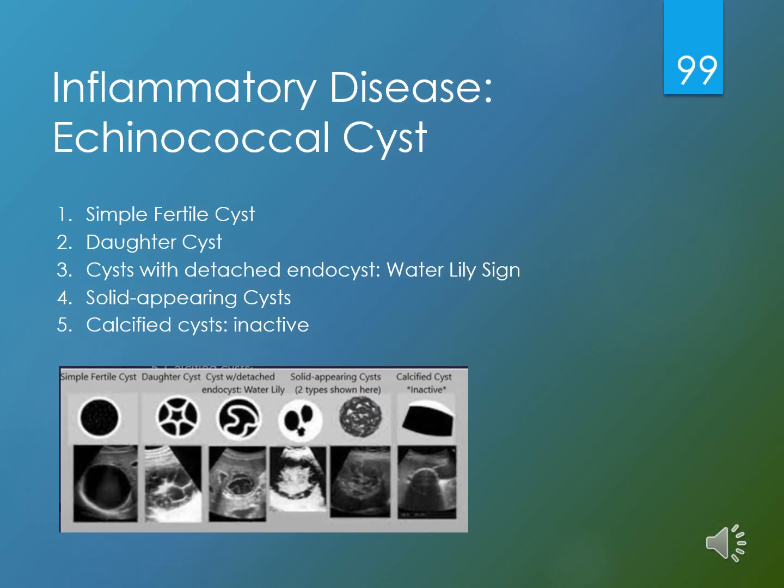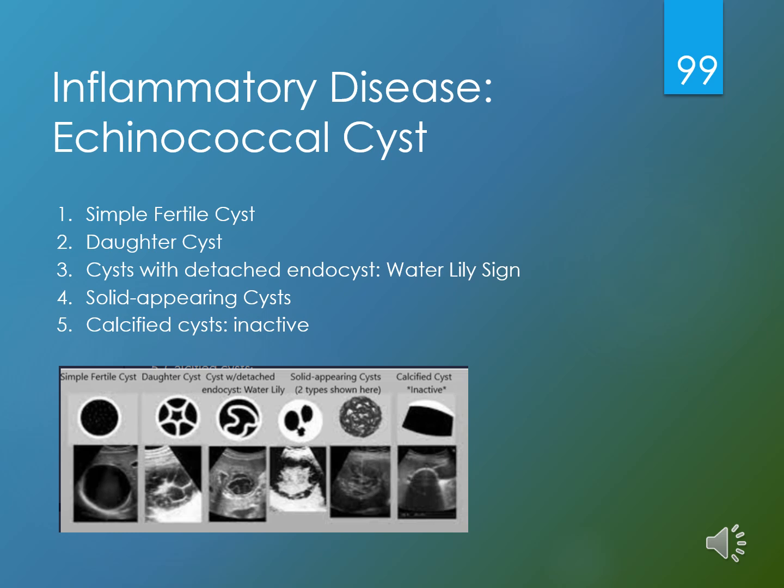Hydatid disease, the echinococcal cyst, has a step-by-step progression of its lifespan. Number 1, simple fertile cyst. 2, daughter cyst. 3, cyst with detached endocyst, the water lily sign. 4, solid appearing cysts. 5, calcified cysts, inactive.